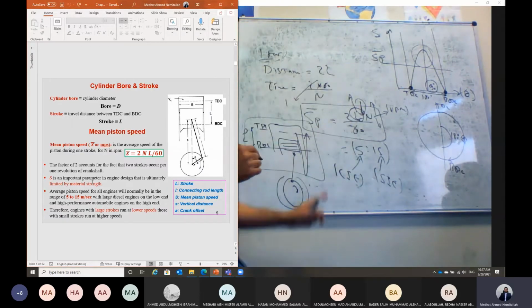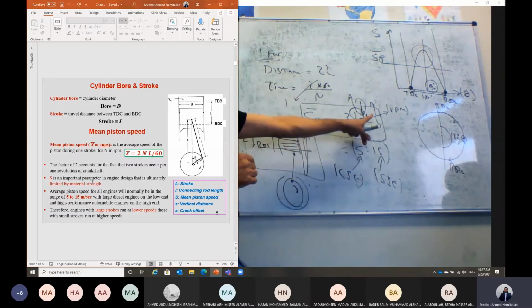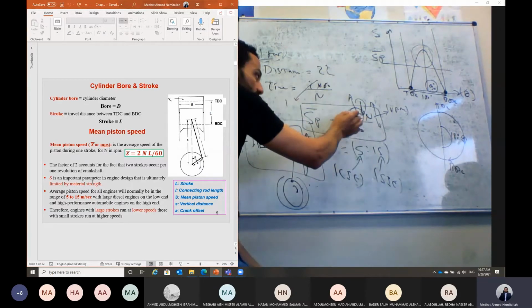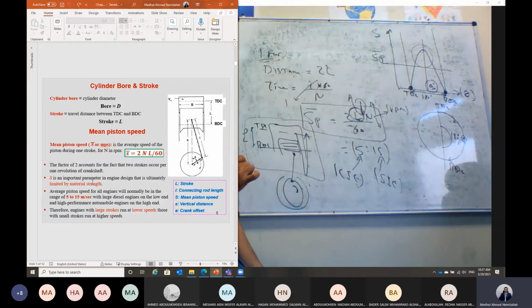But why, Shabab, in the case of a diesel engine, we said the engine is running at lower RPM, so the stroke distance should be high. And we said this is because we cannot run at higher RPM. So we can increase the piston stroke in this case. But why do we increase the piston stroke in the case of a diesel engine?